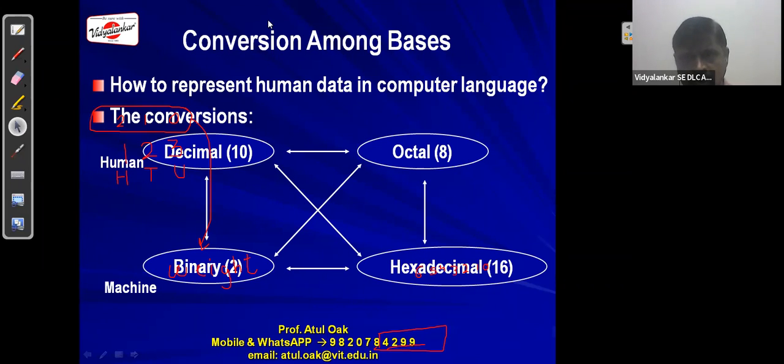Okay, I think we can go to the third point. This diagram is the second point, 12 conversions. Okay. Let's go to the third point.